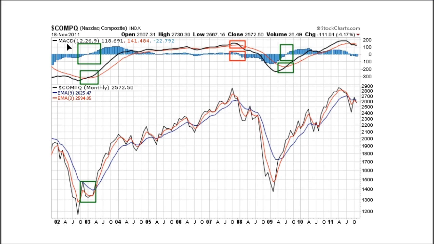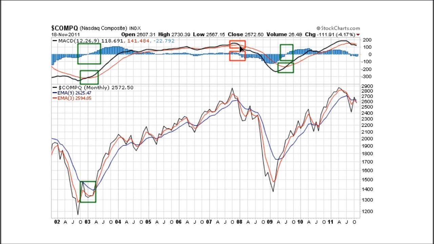This is the MACD histogram for the monthly chart. When the histogram's above zero, that tends to be bullish. We got a bullish reading here, stocks went up. Bullish reading here, stocks went up. Bearish reading here, stocks went down. Currently, we've got a bearish reading, and also notice this is ticking downward. The last tick was down. That tends to be a bearish signal.